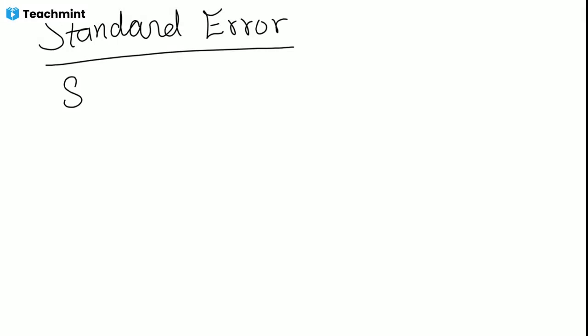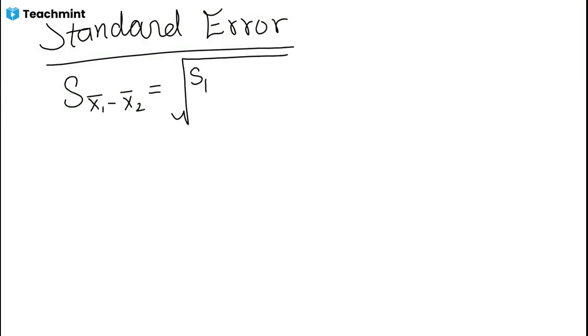So the standard error is denoted by this symbol. It is shown as S of M1 minus M2, where M is the sample mean. So we are using the sample mean for the first data and the sample mean for the second data. Even if the symbols are different, the meaning is the same, so you can use M1 also.